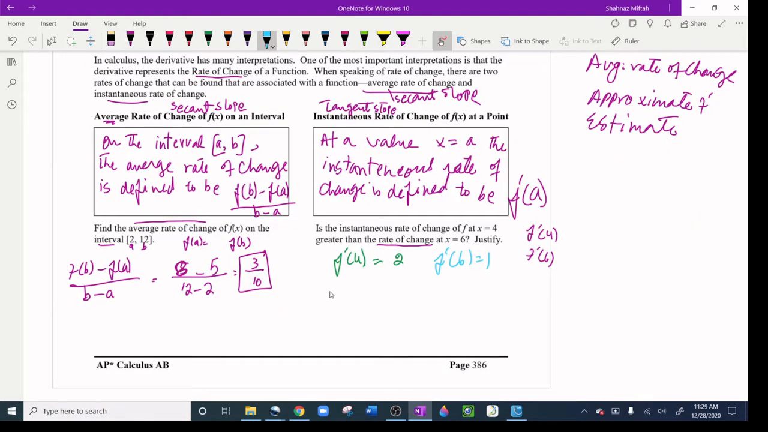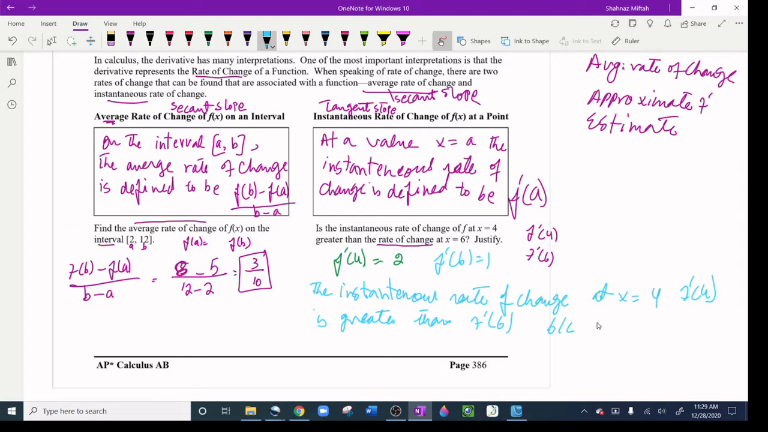So I'm going to say the instantaneous rate of change at x equals 4, which means f prime 4, is greater than the f prime 6 rate of change, because the slope of the tangent at x equals 4 has the greater slope.